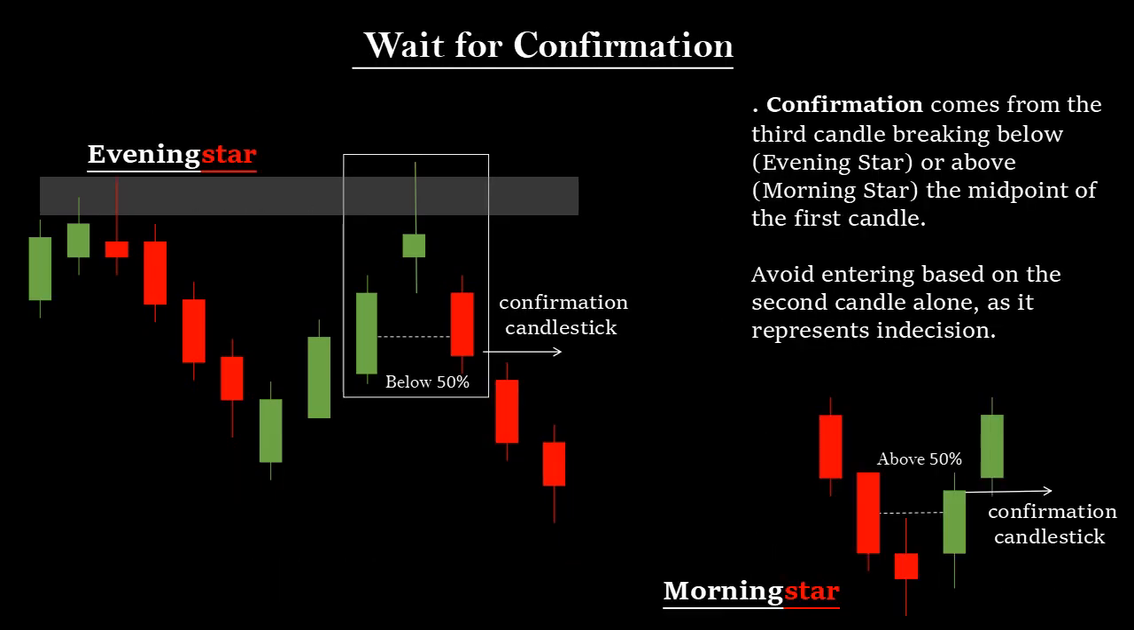Step 2. Wait for confirmation. Confirmation comes from the third candle breaking below the midpoint of the first candle in the case of an evening star, or above it in the case of a morning star. Avoid entering based on the second candle alone, as it represents indecision and may lead to false signals.